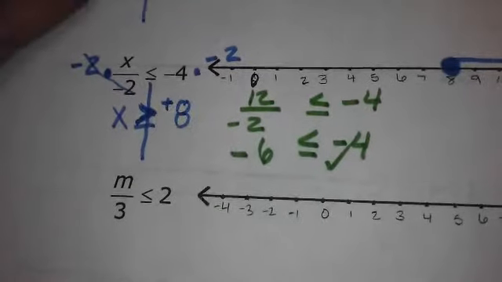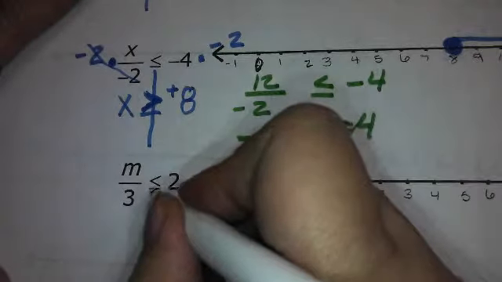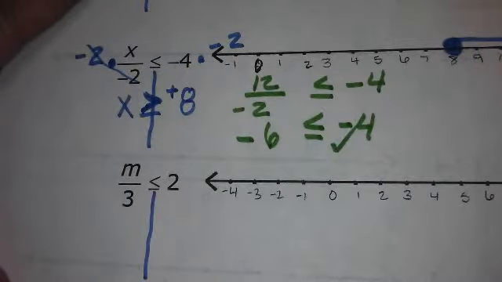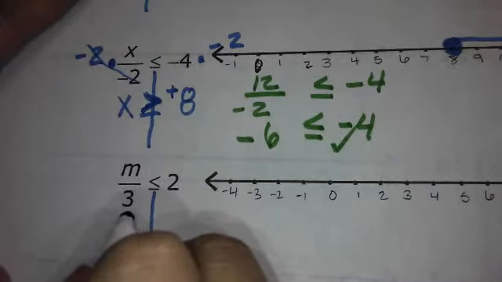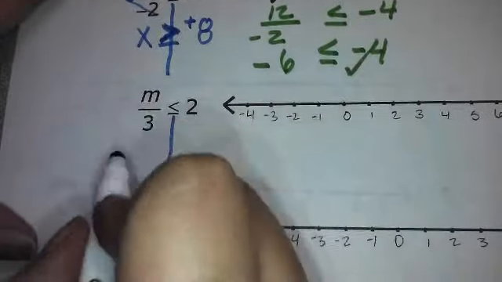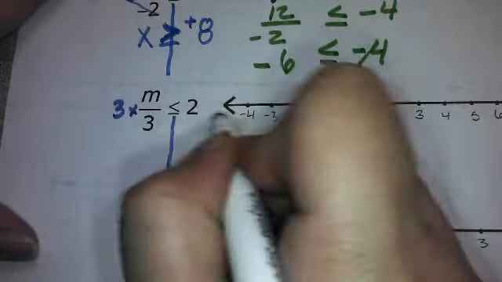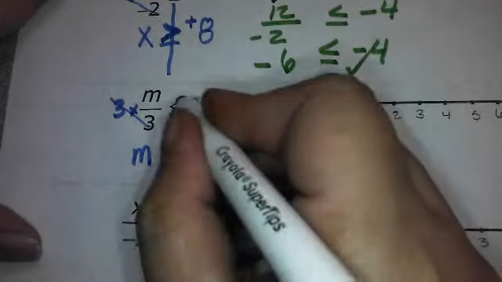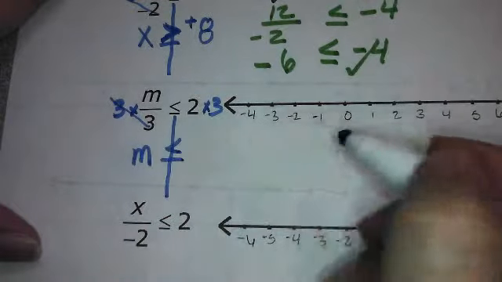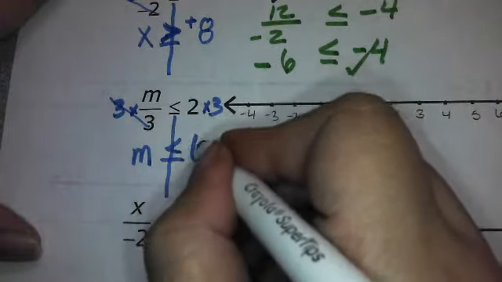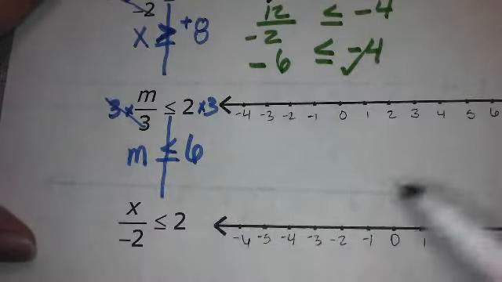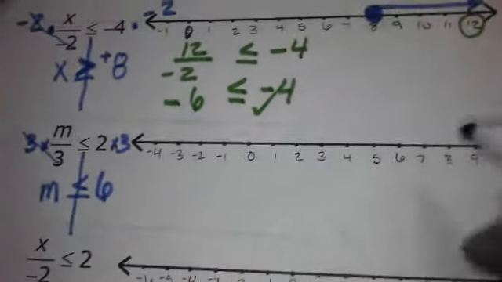One more. m divided by 3 is less than or equal to 2. This is divided by 3. To undo division, you're going to multiply. So times 3, times 3. The 3 is going to cancel, leaving me with an m. Take the sign, move it down. 2 times 3 is 6. So m is less than or equal to 6.